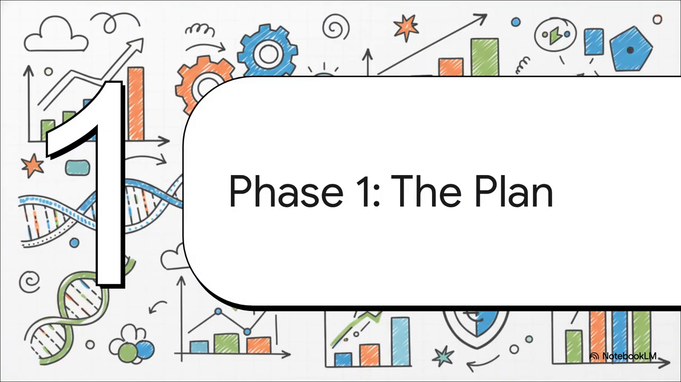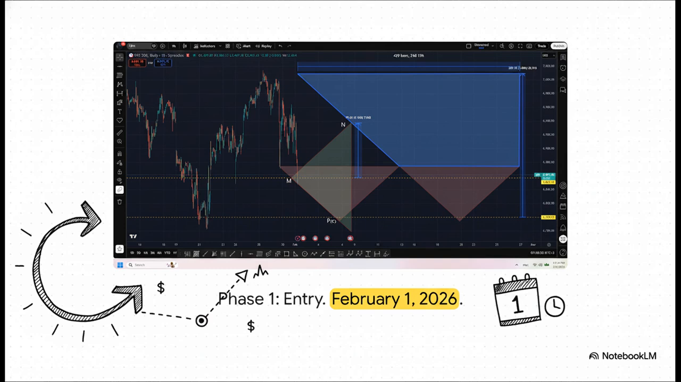So every cycle kicks off with phase 1, which is called the plan. You can think of this as the blueprint, right? It's where all the initial parameters and the expectations are set before a single thing happens in the market. The cycle officially got underway on February 1st, 2026. As you can see, the price at this moment is right at what's called the M level, and that serves as the designated entry point for this entire plan.